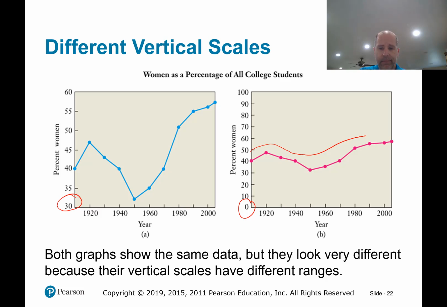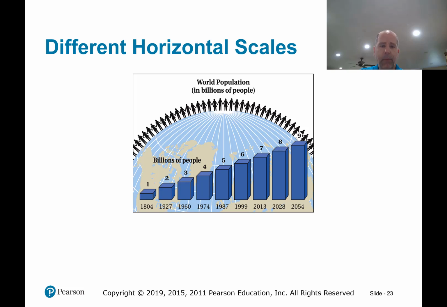Here's another one: different horizontal scales. We're looking at world population here, in billions of people. If you look at this graph, it gives you the perception that the world population is growing linearly. But the reason it gives that perception is that the years are not going up by a uniform increment.